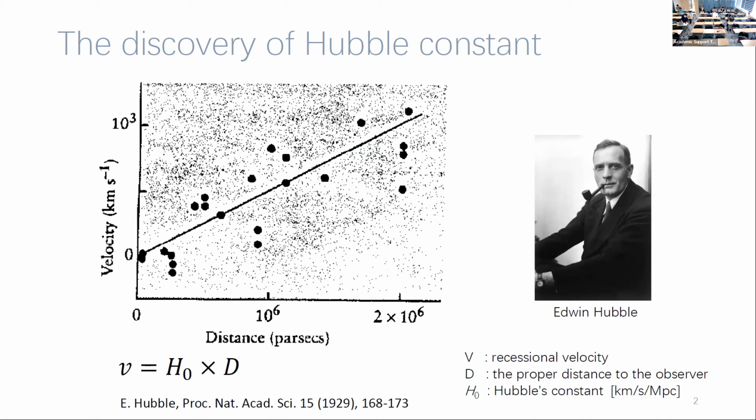At that time, Edwin Hubble found the recessional velocity of the galaxy. This V is proportional to the distance to the observer. The constant here is the Hubble parameter. It means the expanding rate of our universe.